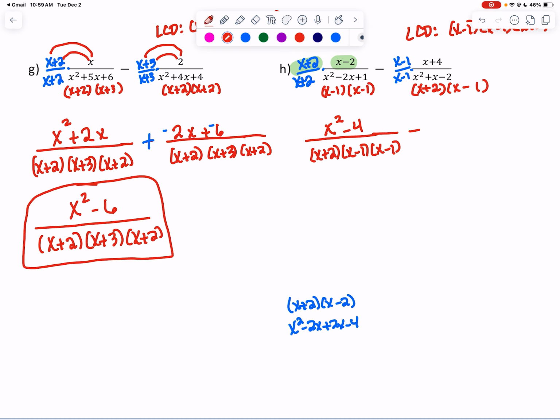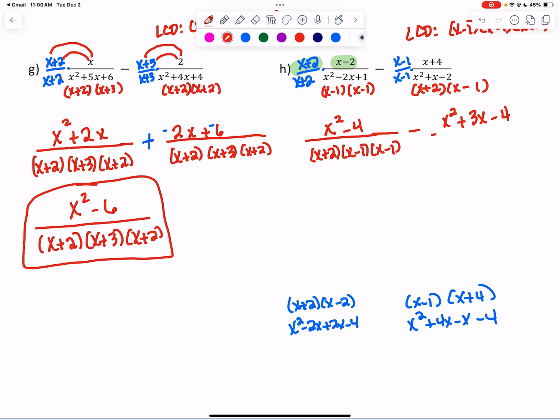Minus. Now on the other side, we are multiplying x minus 1 times x plus 4. So that would be x squared plus 4x minus x minus 4. So that's going to give me, on the top, x squared plus 3x minus 4 all over x plus 2, x minus 1, x minus 1.